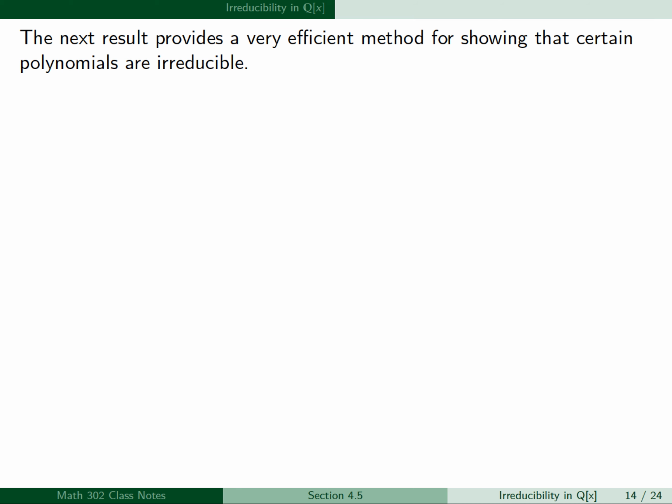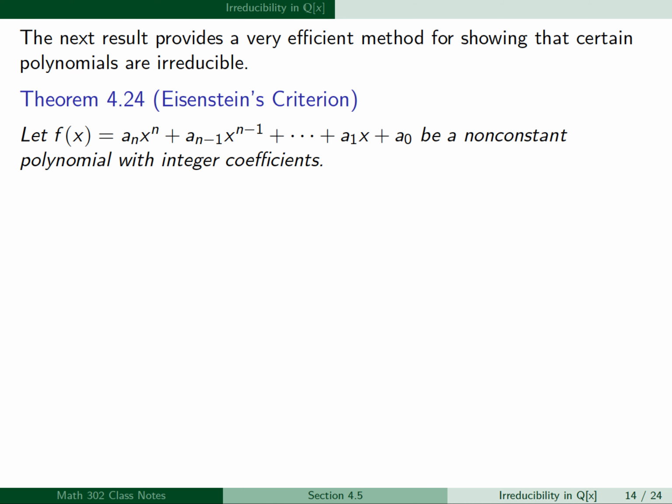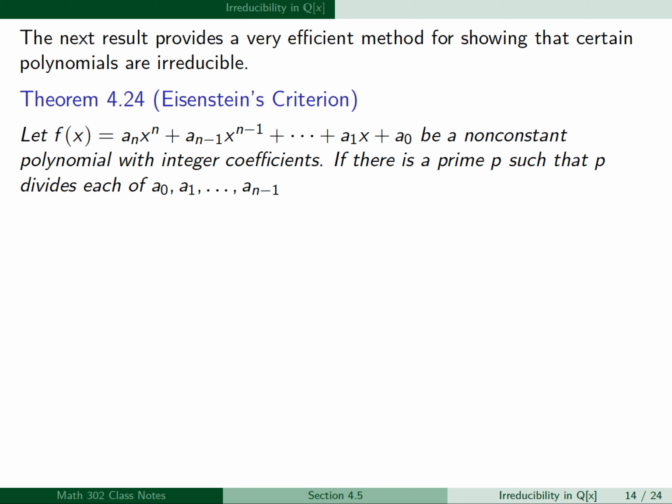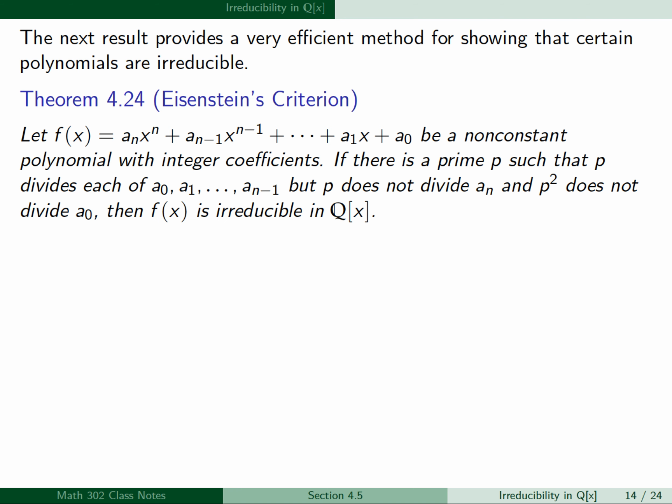The next result provides a very efficient method for showing that certain polynomials are irreducible. So this is theorem 4.24, which is called Eisenstein's criterion. Let f of x be the polynomial shown, a non-constant polynomial with integer coefficients. If there is a prime p such that p divides each of a0, a1 up to a sub n minus 1, but p does not divide a sub n and p squared does not divide a sub 0, then f of x is irreducible in Q bracket x. So p divides all the coefficients except for the leading coefficient, and p squared does not divide the constant coefficient.